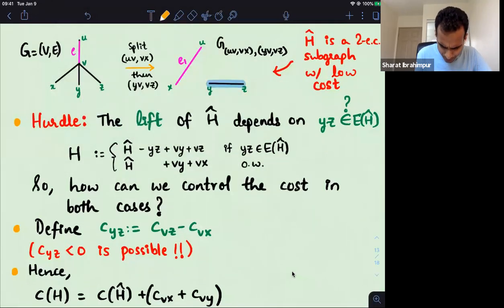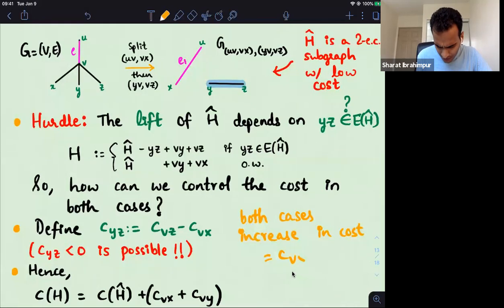the increase in cost equals the cost of VX plus the cost of VY. If the dummy edge is present, then you save on the cost of YZ, and then you pay for VZ. That's the intuition.